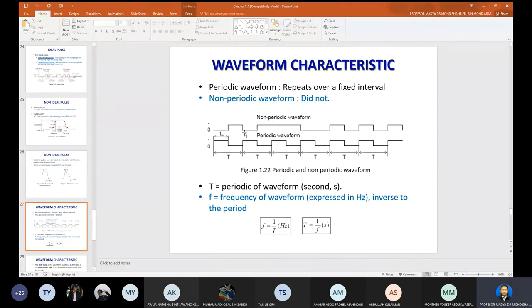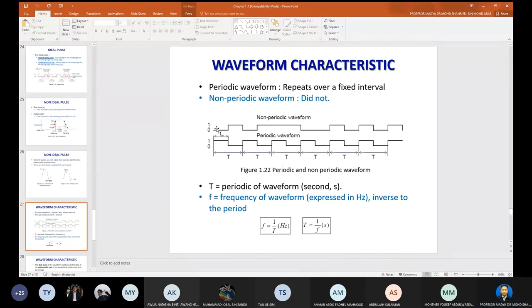Normally this is our clock, and then this is our digital output. Normally the digital output will be non-periodic and our clock will be a periodic waveform. This one will repeat over the fixed interval. So you can see the interval, the period is the same. This one, T here will be the same.